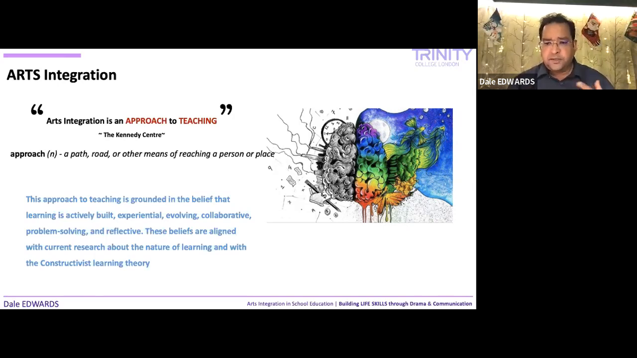Approaches that we use as teachers fall along a continuum from traditional, teacher-centered instruction, which we saw in the early 1900s, to more progressive student-centered instruction. Now, as an approach to teaching, arts integration relies heavily on the progressive student-centered end of the continuum. So that's the approach to teaching.